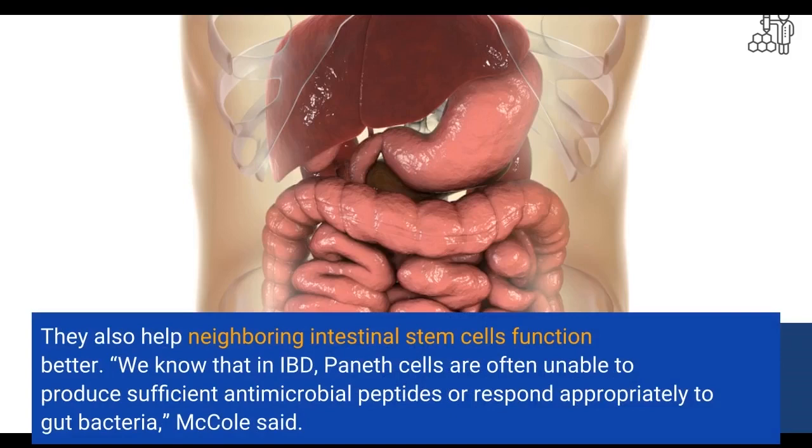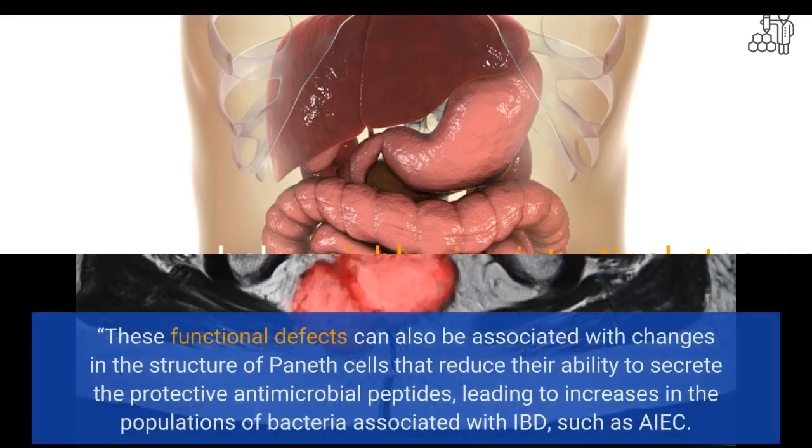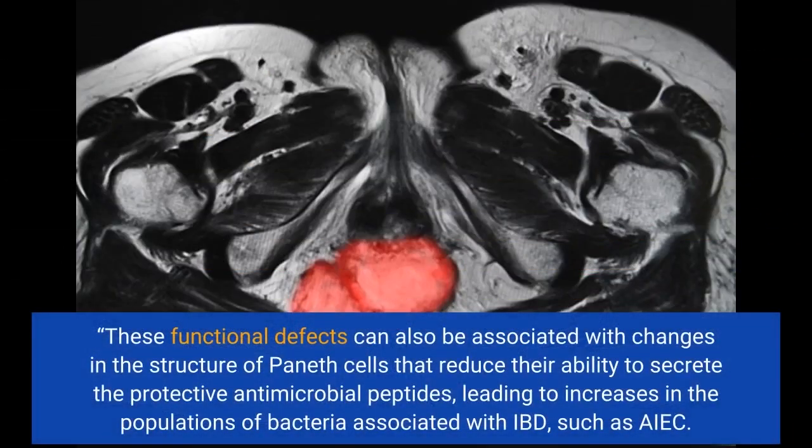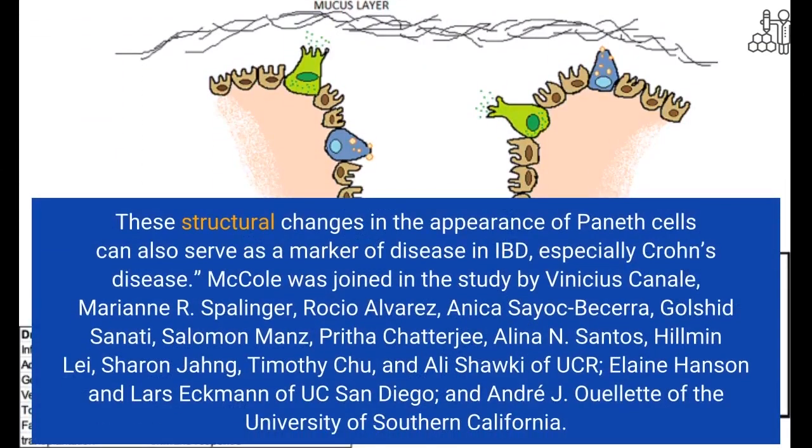We know that in IBD, Paneth cells are often unable to produce sufficient antimicrobial peptides or respond appropriately to gut bacteria, McCole said. These functional defects can also be associated with changes in the structure of Paneth cells that reduce their ability to secrete the protective antimicrobial peptides, leading to increases in the populations of bacteria associated with IBD, such as AIEC. These structural changes in the appearance of Paneth cells can also serve as a marker of disease in IBD, especially Crohn's disease.